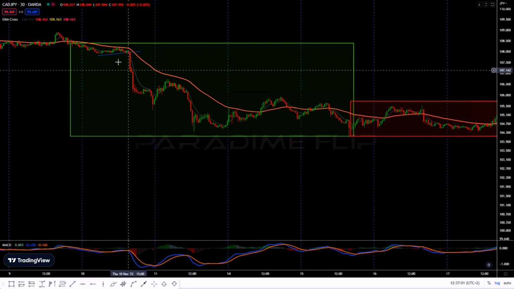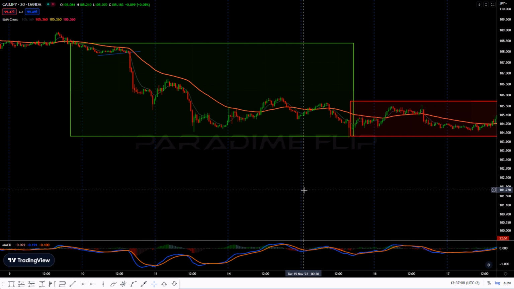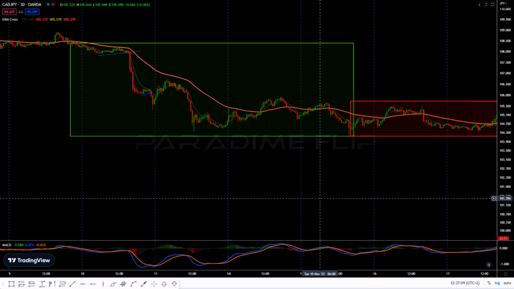we had a flag there that broke out, and that was successful. We had another flag in this area here, and you can see that was a successful flag as well. We had this pullback, and the trend line broke at this point here, and that was also another successful continuation to the downside. Okay, we had a pullback and a flag in this region here. That one was short-lived and was not successful.